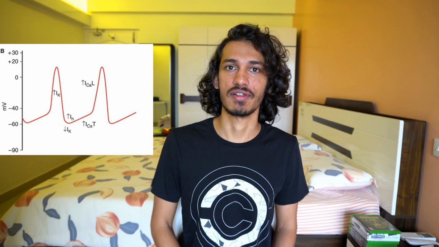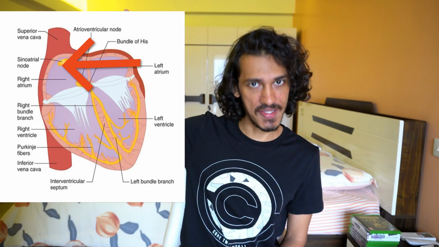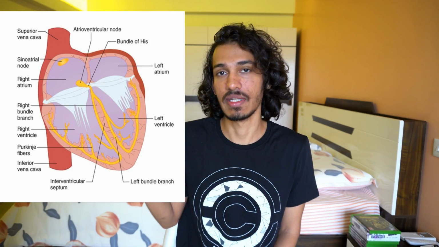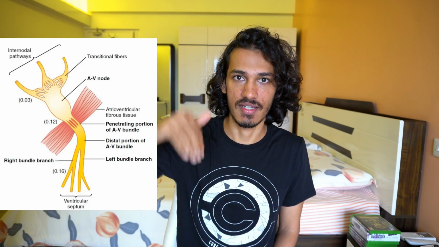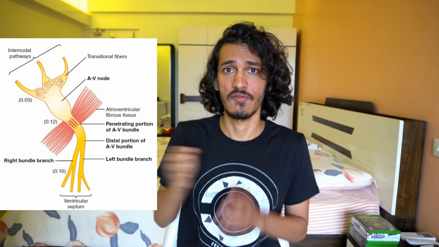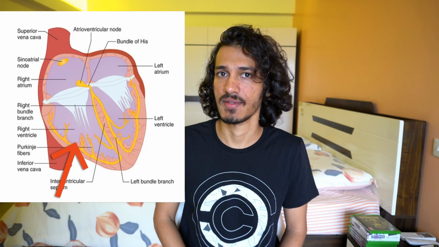Apart from all this, in the heart we have the SA node. We have the AV node, and between them there are interconnecting bundles, anterior, middle, posterior, and there are interatrial connecting bundles as well. After the AV node, it penetrates inside the heart and goes down as the bundle of His, which separates into two bundles, right and left, and further on it becomes the Purkinje fibers.